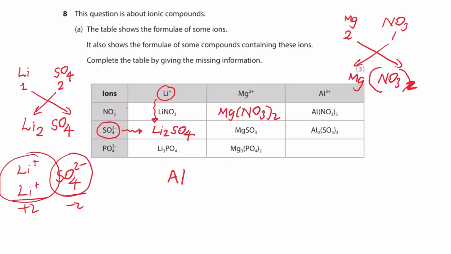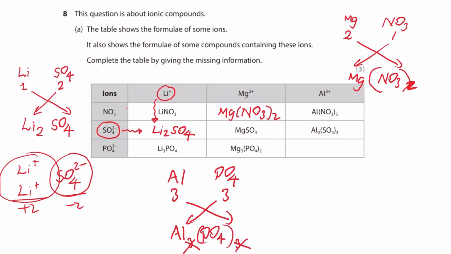Let's go for aluminium phosphate. Aluminium is here. Usually we write the metal ion first. Valence is 3. Phosphate is here, PO4. Valence is also 3. Exchange them, you get Al3 PO4 3.